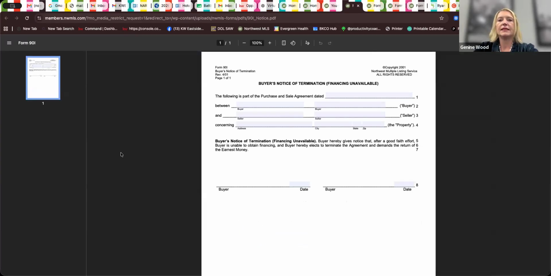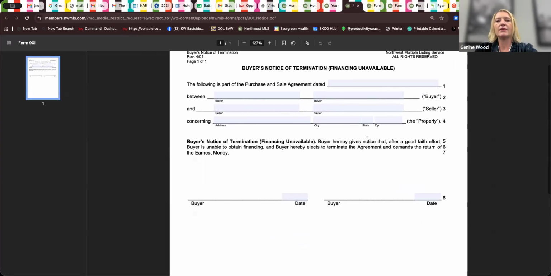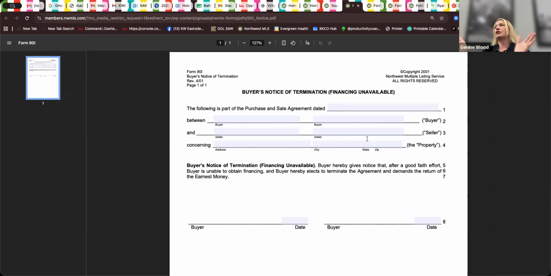So 90I, lender has now said, buyer, I can't give you financing. You lost your job. You have no way to repay the loan. I am not going to give you any money. Buyer is going to sign this form before or upon the closing date, no later than 9 p.m.